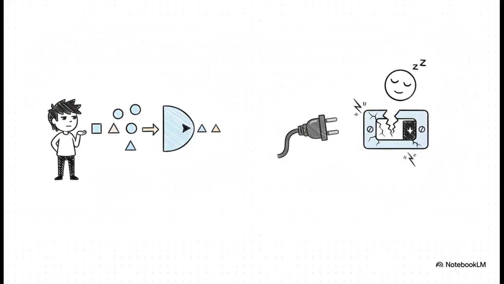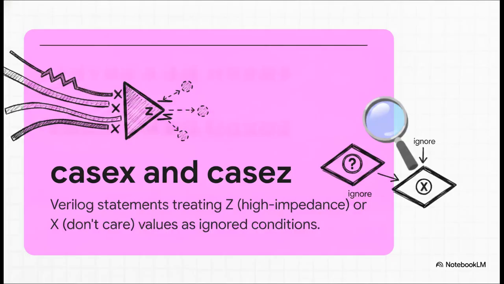State Z, on the other hand, is high impedance. Think of Z as completely checked out. It acts like an open circuit and isn't connected to any defined voltage level whatsoever. Because hardware engineers encounter these indifferent or disconnected states all the time, Verilog gives us specialized variations of the case statement to write safe logic efficiently.